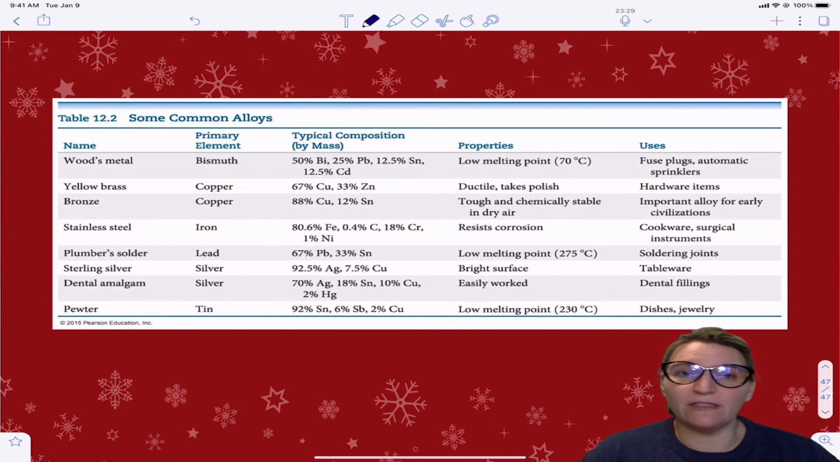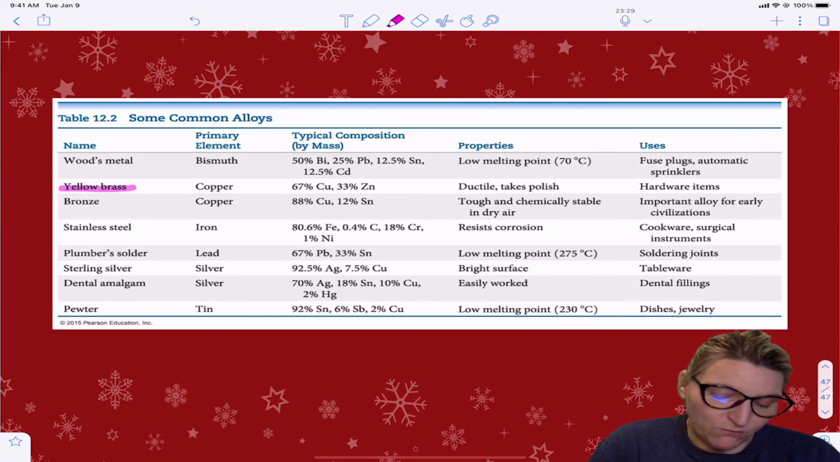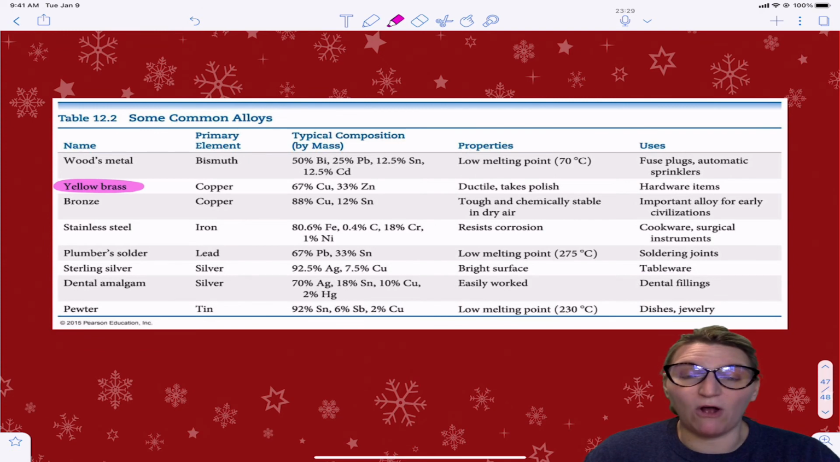This table is just for reference. You don't need to memorize anything from it, but if you take a look, these are some common alloys, and these are substances that you probably have used a lot. If you think of brass, so yellow brass, that's what all those musical instruments are mostly made of: copper with a little bit of zinc. The zinc is in there for a number of reasons, but one of the main reasons is that it helps the copper not react with moisture as much.